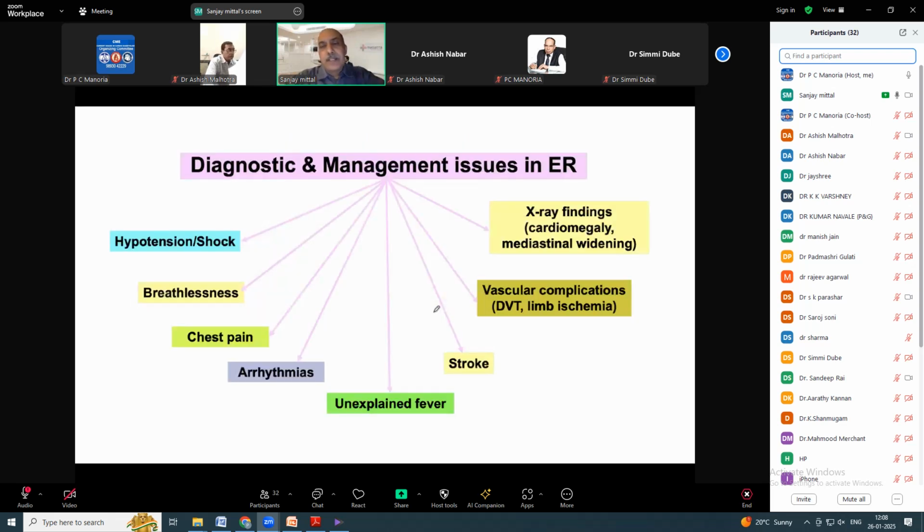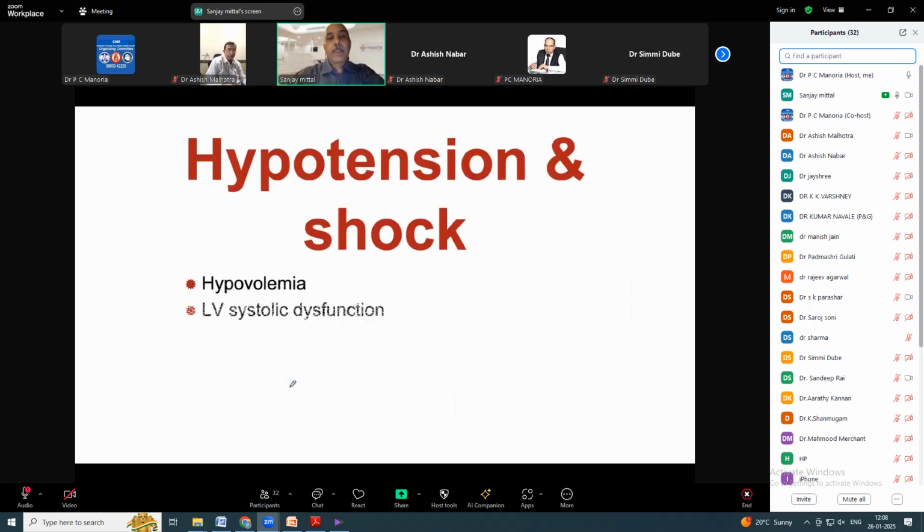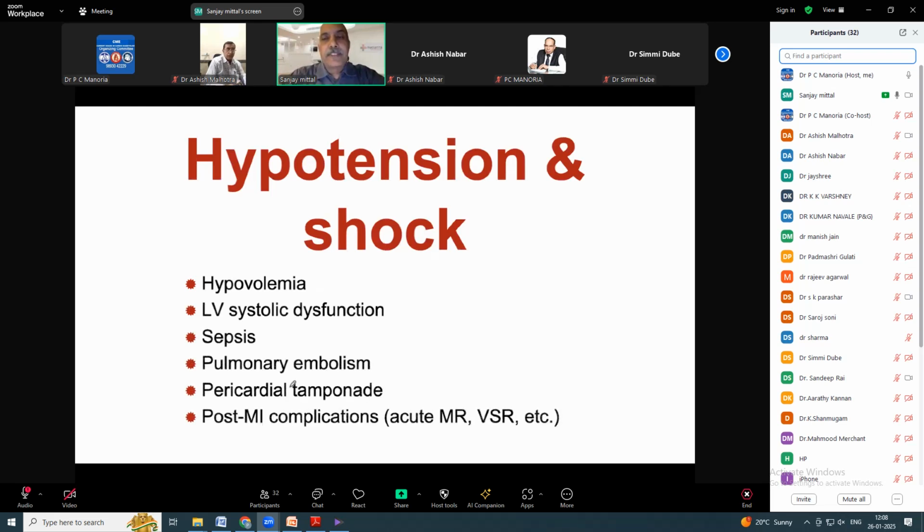So let me first discuss what could be the scenarios. When a person is presenting to the emergency room, he is not carrying a diagnosis. He is just carrying some symptoms. And many of the time, symptoms could be drastic and devastating: hypotension, shock, breathlessness, chest pain, arrhythmia, syncope, stroke, and in all these things echocardiography would come to the fore. Let me start with the first kind of scenarios, hypotension and shock.